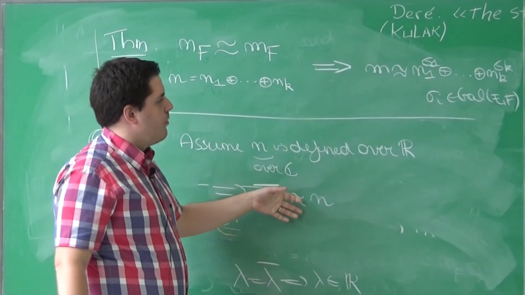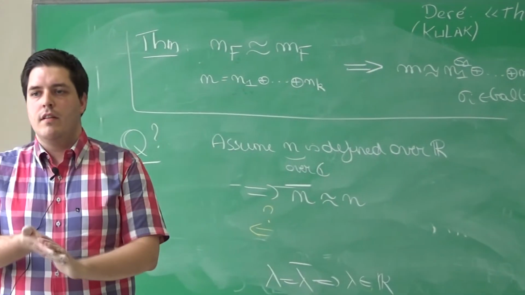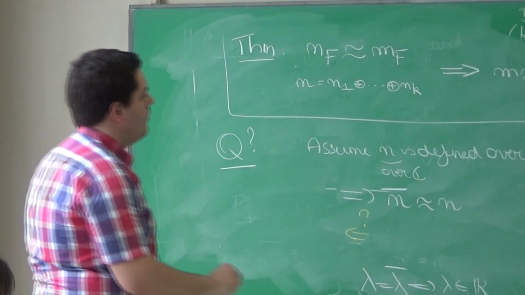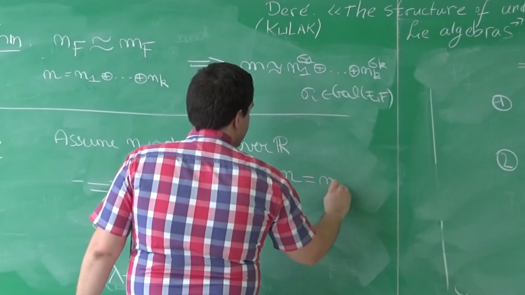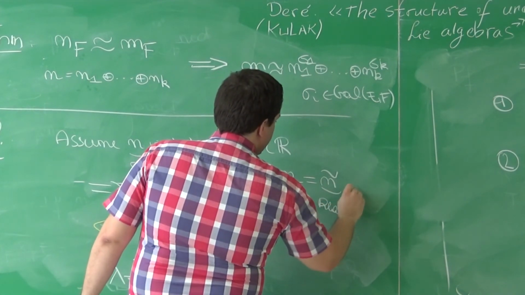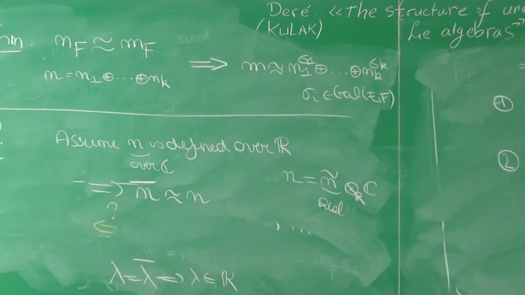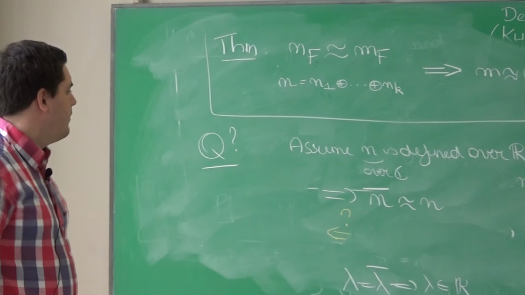Or you could, of course, formulate it in general for field extensions. So the meaning of defined over R is that it has a real form? Yes. So you can write it as some real Lie algebra tensor C. So it has some basis with structure constants in the real numbers.